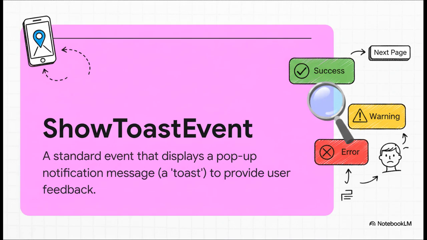Okay, so that's the GPS. That's how we tell the user where to go. But what about telling them what just happened? That's where the voice comes in, ShowToastEvent. A toast is that little pop-up notification you see that gives the user immediate feedback. It's perfect for saying success, or warning them about something, or showing an error, all without interrupting their workflow.